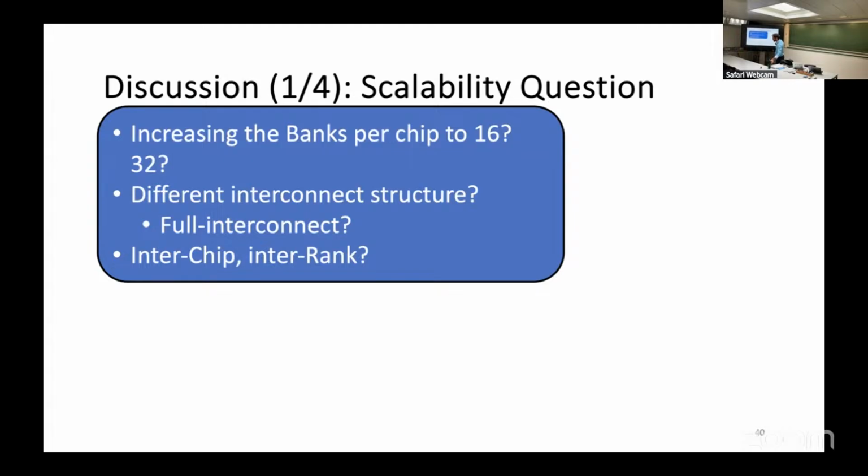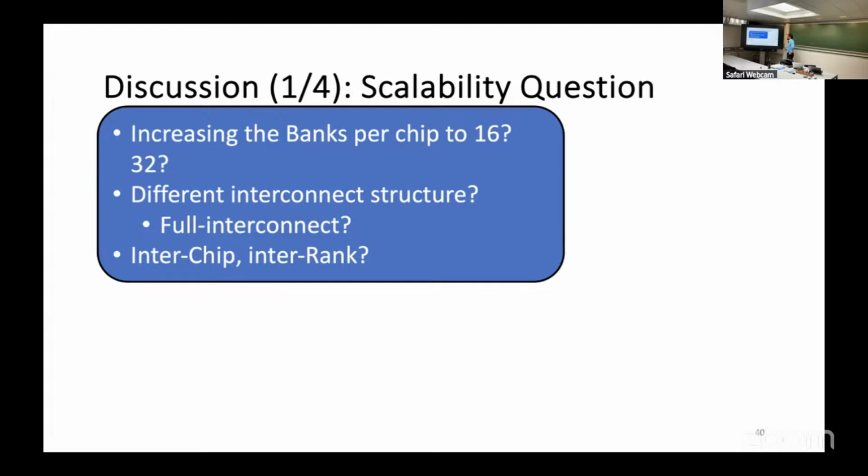So I'm going to first move on to a scalability question. As of right now, we have 8 banks per chip. What would you think would happen if we were to increase it to 16 or 32 banks per chip? Would that help? Or not bring much?